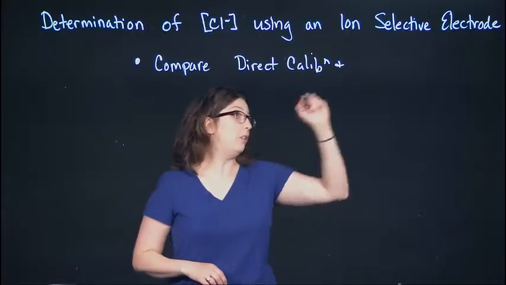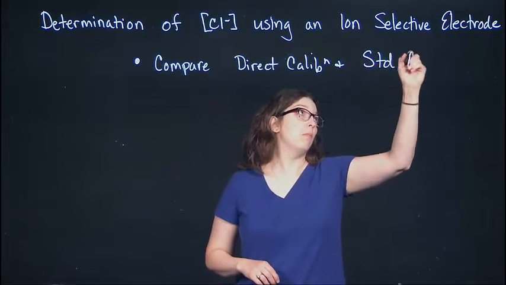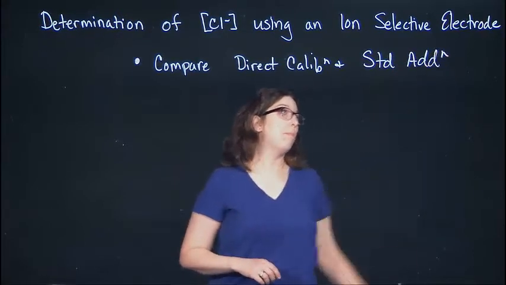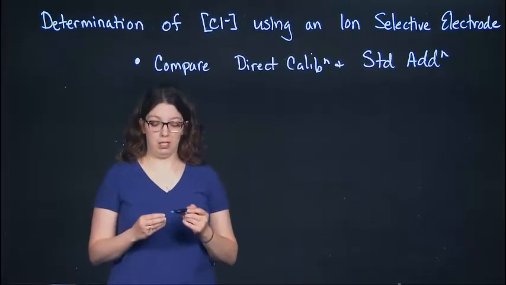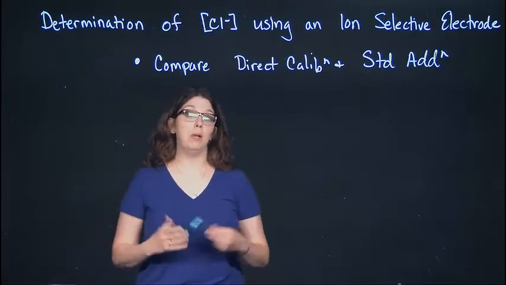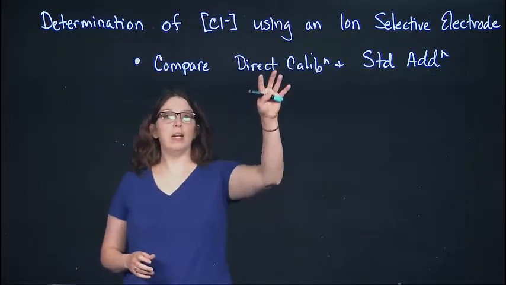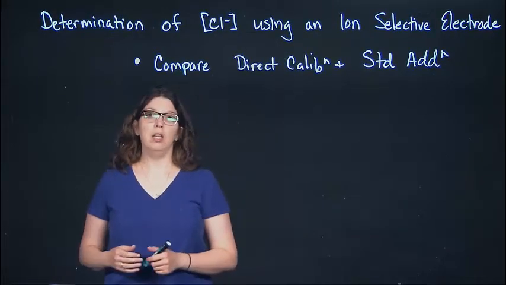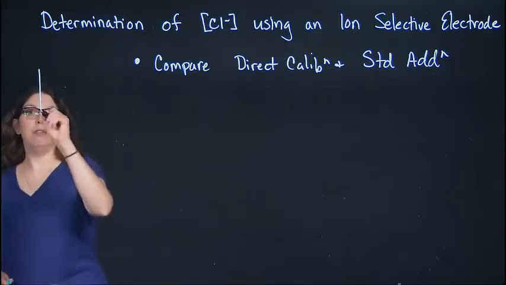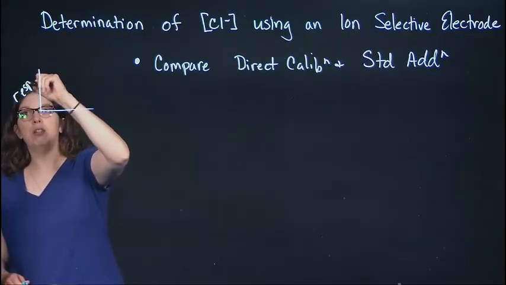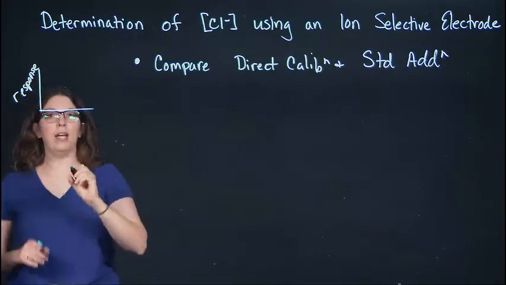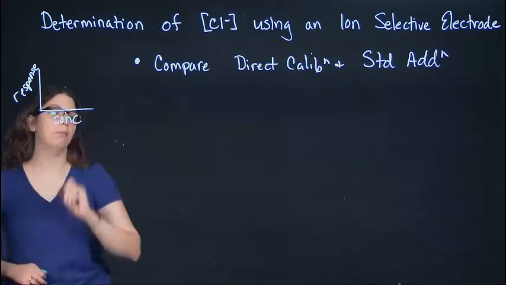and standard additions. These are two different methods of making a calibration curve. Direct calibration you've done before. This is where you measure a response. You put that on your y-axis for some concentration.